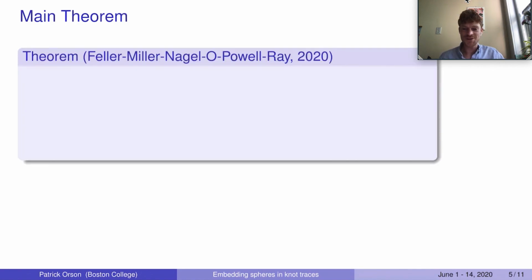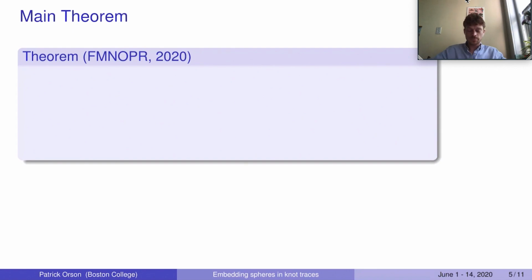Okay, so here are the authors. Yes, that's a lot of authors: Feller, Miller, Nagel, Orson, Powell, Ray. And that's a mouthful, so let's cut it down to the pithy acronym FMNOPER. So the FMNOPER theorem is as follows.